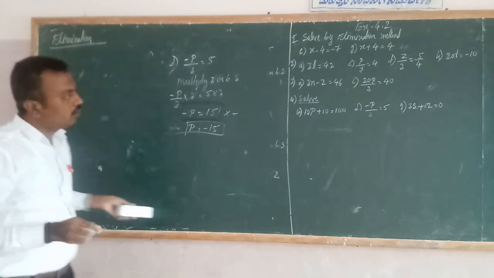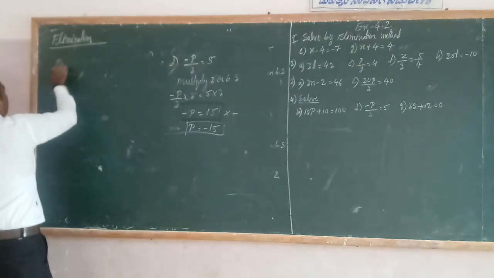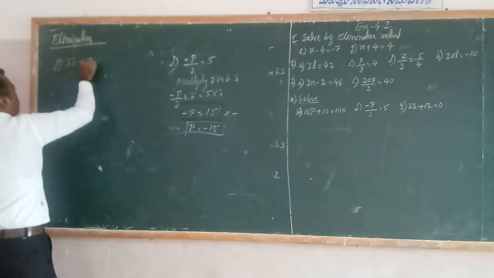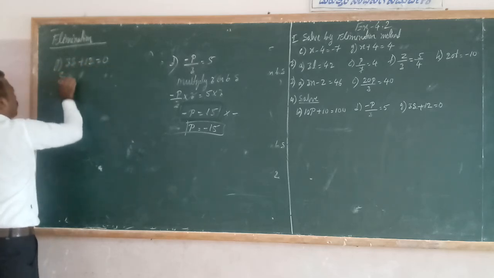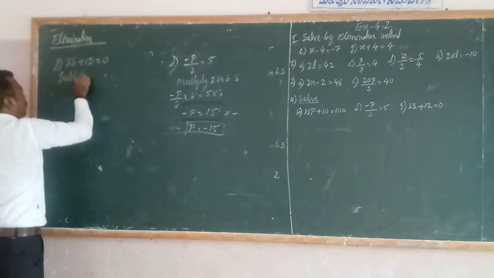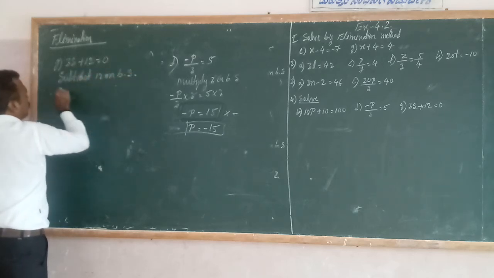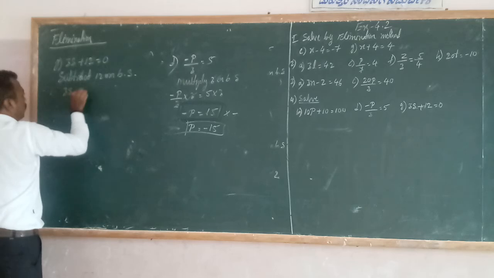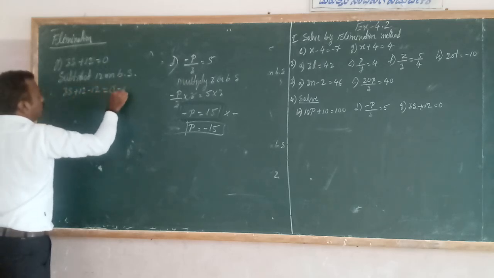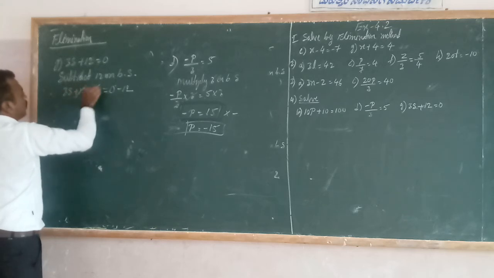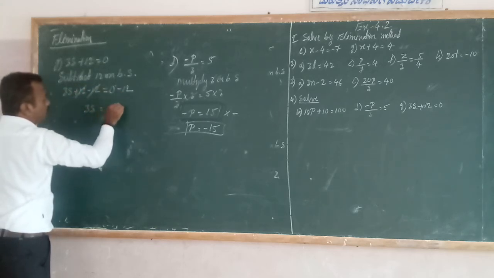Now what is question number G? 3s plus 12 is equal to 0. So in that, subtract 12 on both sides. So 3s plus 12, we have to subtract 12, that's why minus 12, is equal to 0 minus 12. So plus 12 minus 12 gets cancelled. What is remaining? 3s. 3s is equal to 0 minus 12, which becomes minus 12.